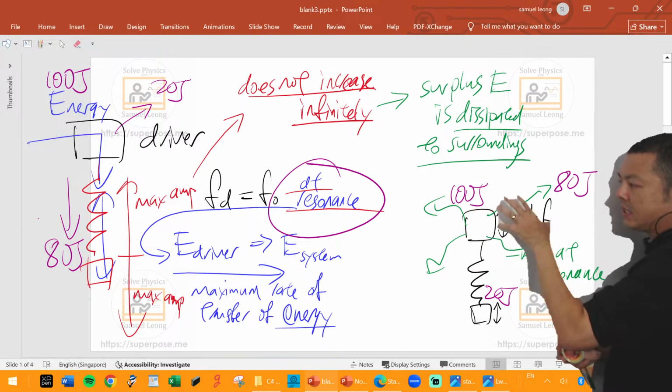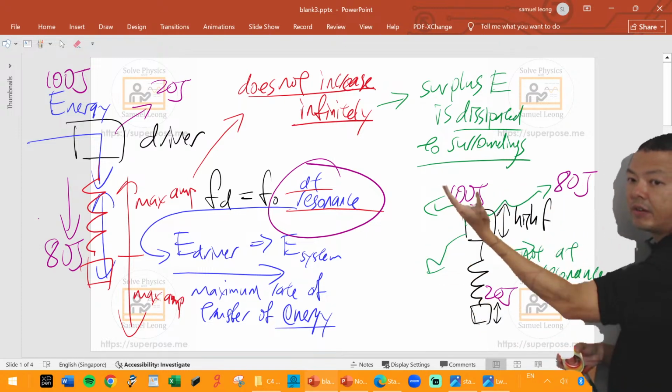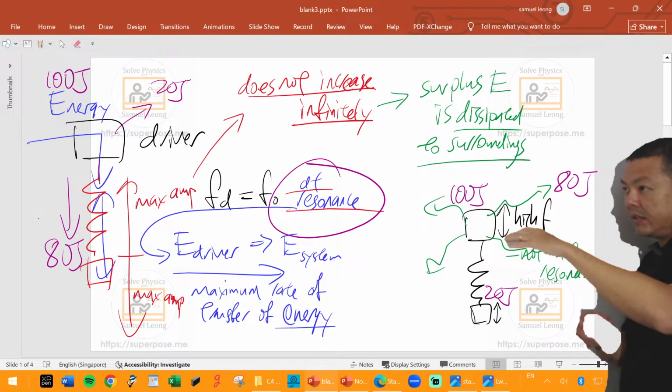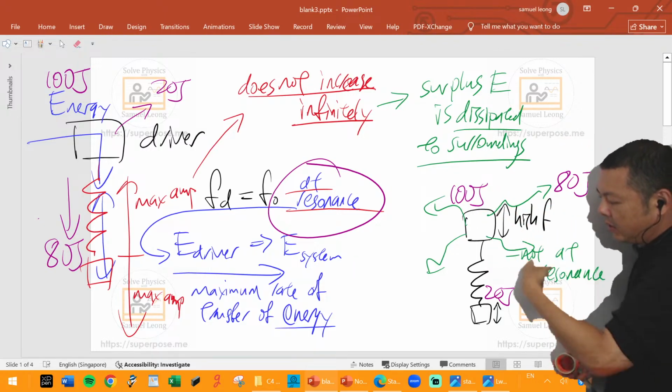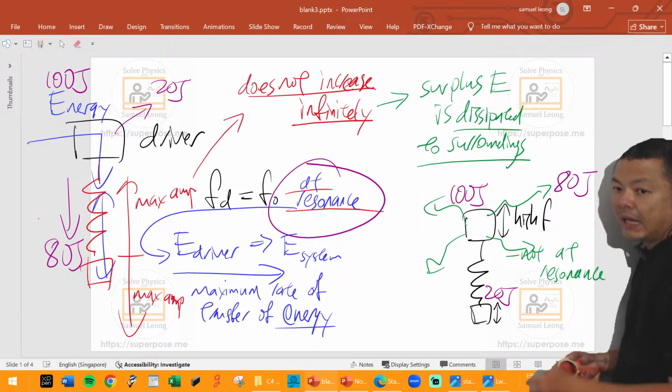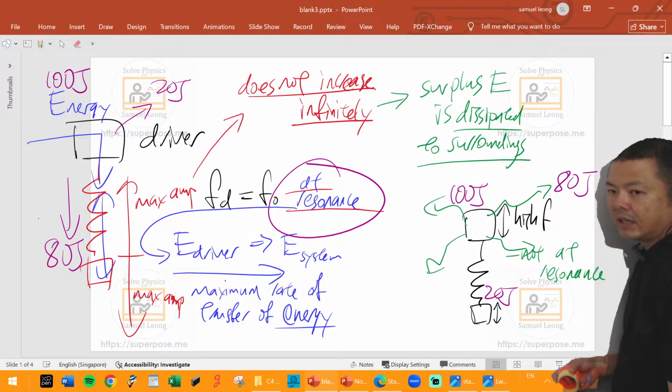But because it's not matching the frequency of this guy, you're actually wasting a lot of energy to the surroundings. Like my hand is moving up and down very quickly, I'm just working against the air resistance, right? And only 20 joules is given to the system. These are just arbitrary numbers, just to give you an idea. It's not even 100% accurate.